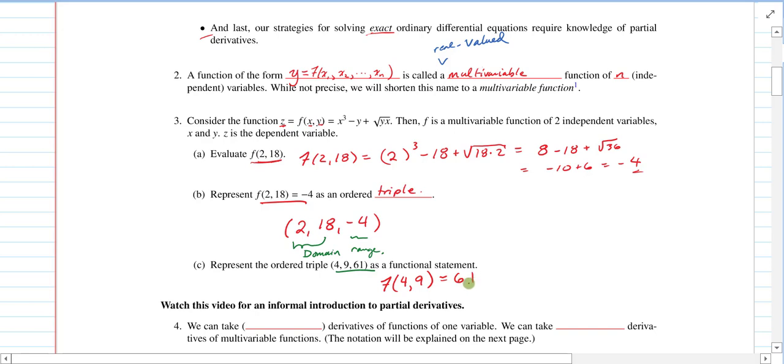So folks, that was supposed to be just a quick intro to multivariable functions, and now we'll learn how to take their derivatives through one type of derivative operation called the partial derivative. I'll join you in the next video.